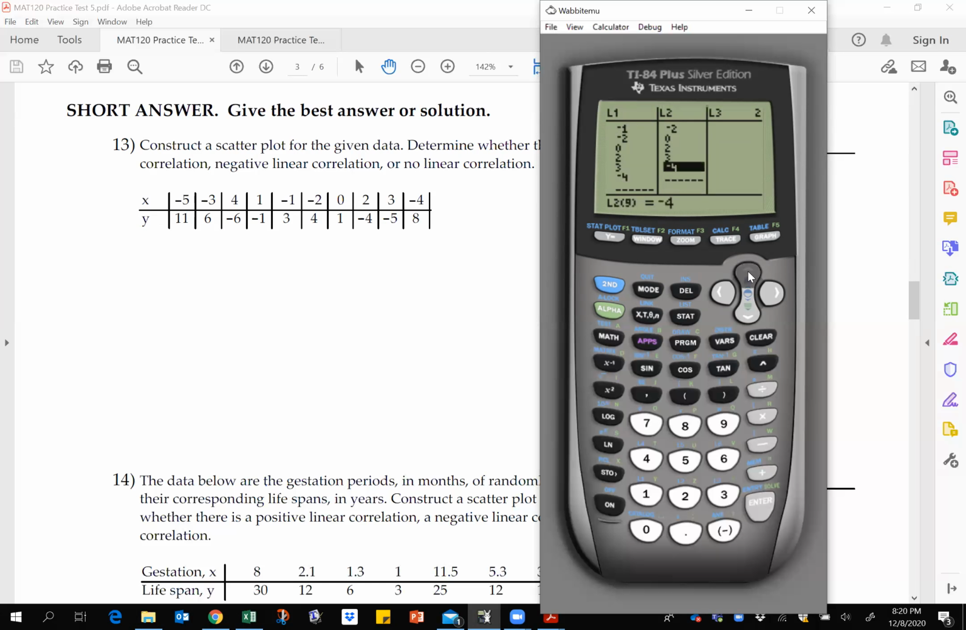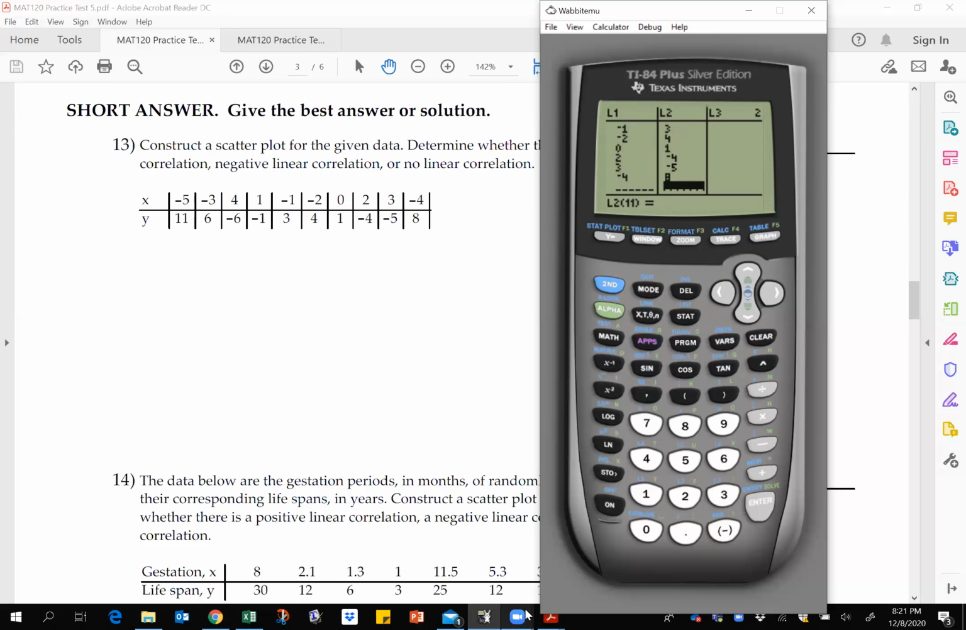Something happened with my L2s. 11, 6, -6, -1. The next value should have been 3. So 3, 4. 1 goes with 0, -4, -5, and 8. That should do it.